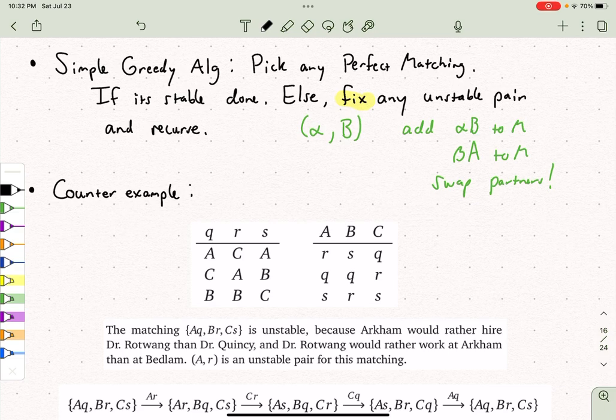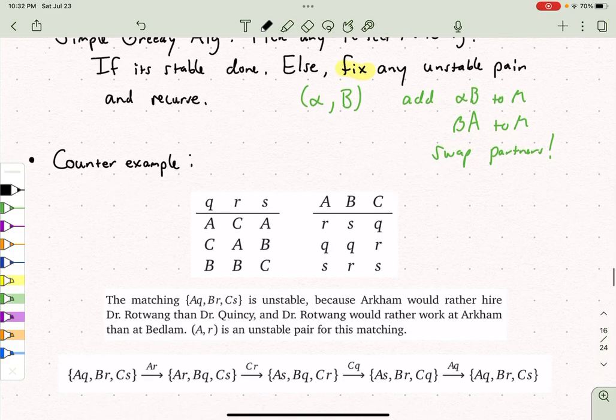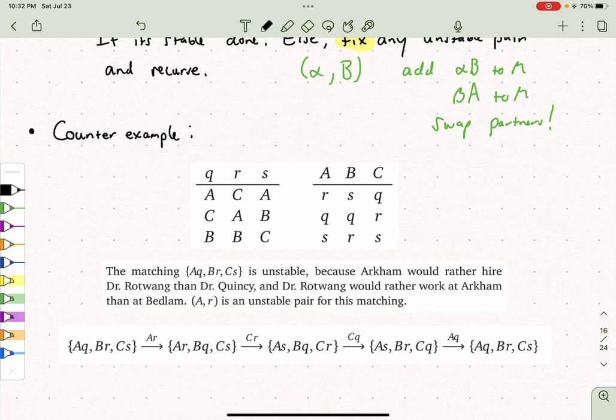Just keep iteratively fixing unstable pairs and hope all of them get resolved fast. But actually, this won't be the case. So let's consider one example. These are the doctors, Q, R, and S. The hospitals are A, B, and C. And these are the ranked preference lists. So these are the top, these are second place, and this is third place.